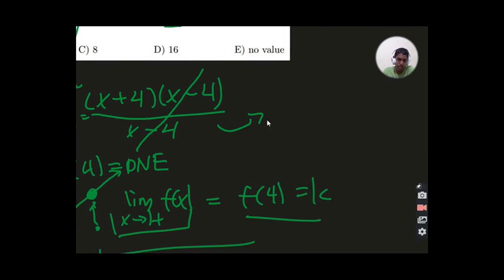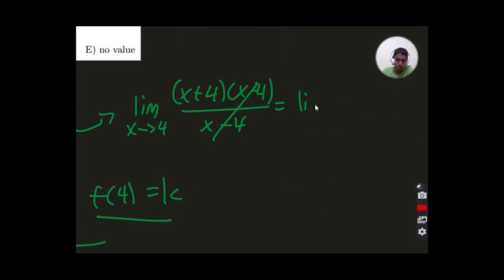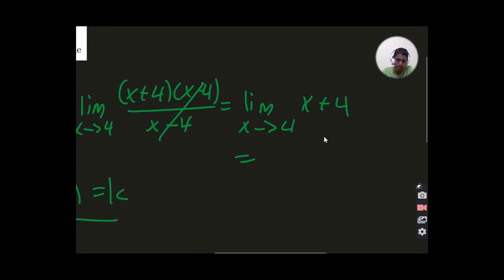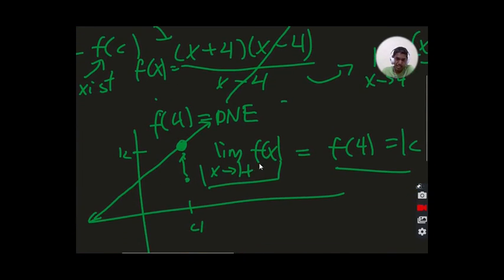So I'm going to rewrite this in terms of limits. The limit as x approaches 4 of x plus 4, right? So we're going to cancel. Then we're going to have x plus 4, and now this is pretty easy. x plus 4 is a continuous function, so we can just plug in and get 8. Okay, so the limit is 8.